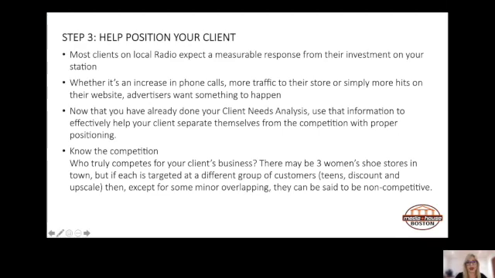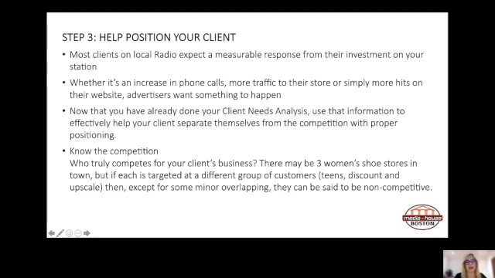Step 3, help position your client. Most clients on local radio expect a measurable response from their investment on your station. Whether it's an increase in phone calls, more traffic to their store, or simply more hits on their website, advertisers want something to happen. They're paying you, so something needs to happen, okay? So you need to create an ad that will have an effect.